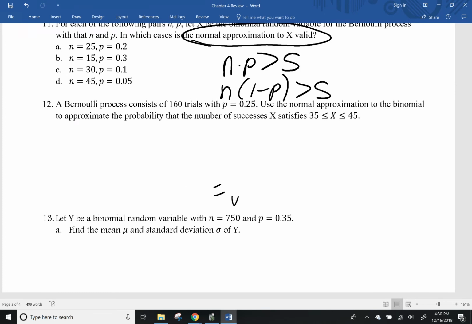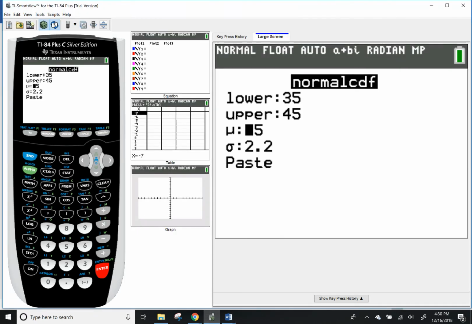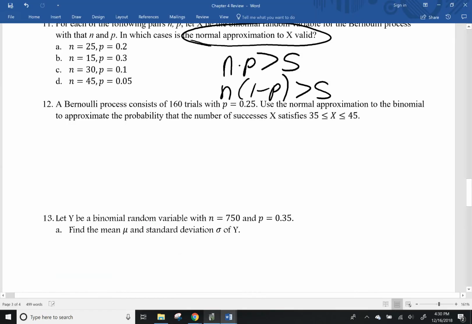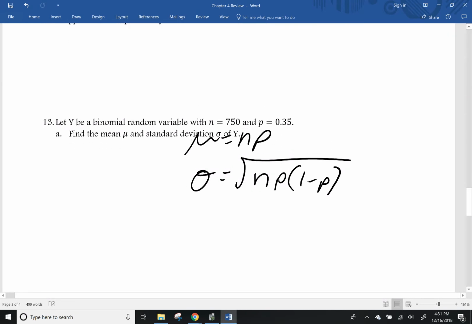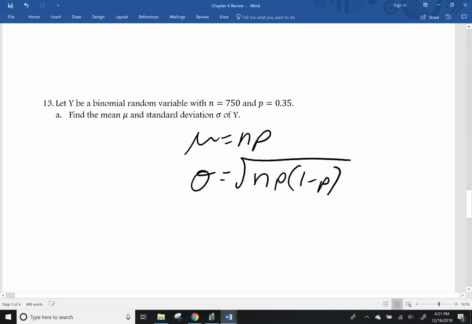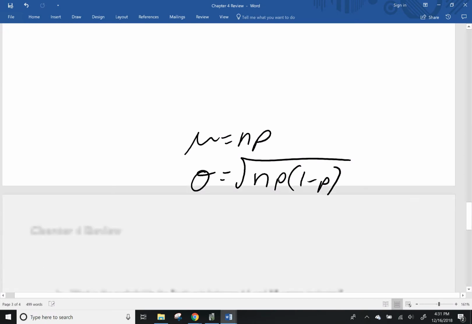My standard deviation is the formula, the square root of N times P times 1 minus P. So plug in the N, which is 160, plug in the P, which is 0.25, and you'll have your standard deviation, and you plug those numbers back into the calculator and let the calculator do the work. But remember, the mean is N times P. Standard deviation is the square root of N times P times 1 minus P. You're going to do that same exact thing for A, number 13, to find the mean and standard deviation.